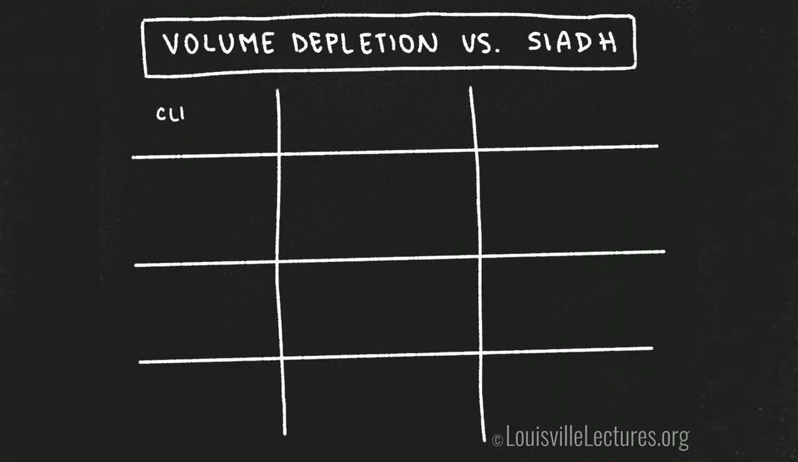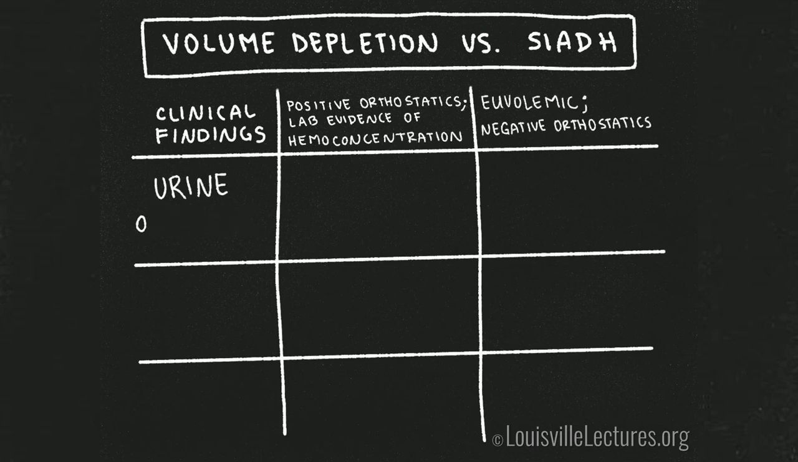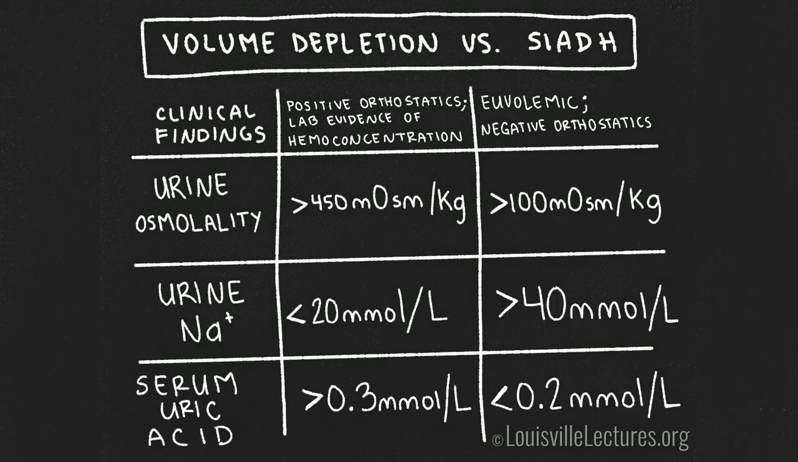Volume depletion versus SIADH can sometimes be difficult to distinguish. The following table outlines clinical and laboratory findings to help distinguish the two. Patients in a hypovolemic state often have postural blood pressure and pulse changes. Grabbing orthostatics can be beneficial.